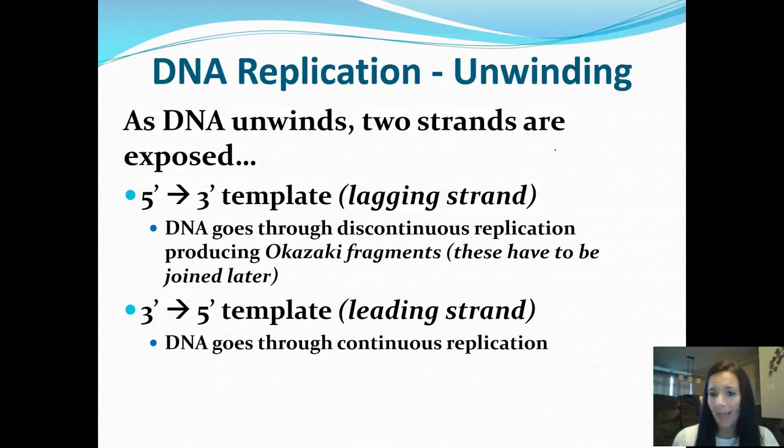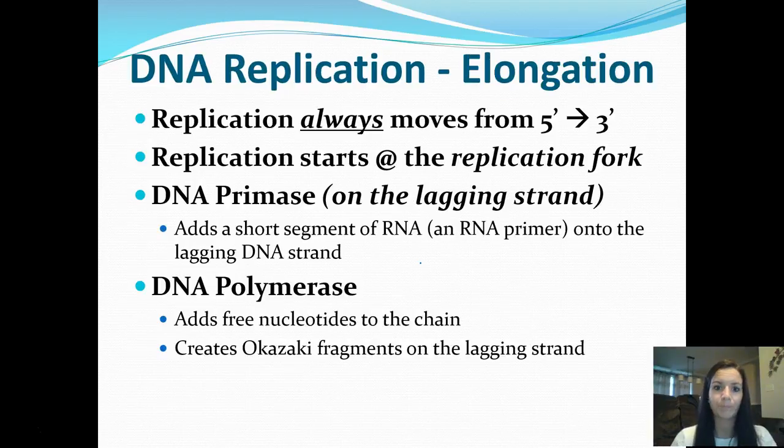So as this happens, there's going to be 2 strands that end up being exposed. So you're going to have a lagging strand and a leading strand. The lagging strand is 5' to 3', and we'll discuss that more in class. So DNA is going to discontinuously replicate here, and it produces something called Okazaki fragments that are later joined. The leading strand is a 3' to 5' template. So this goes through continuous replication. It doesn't ever have to stop.